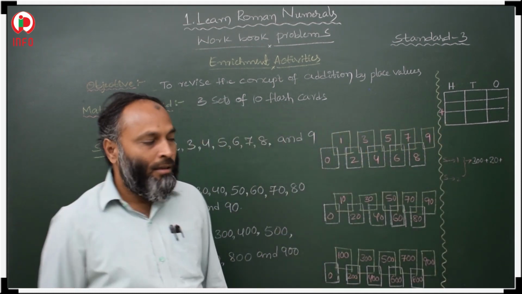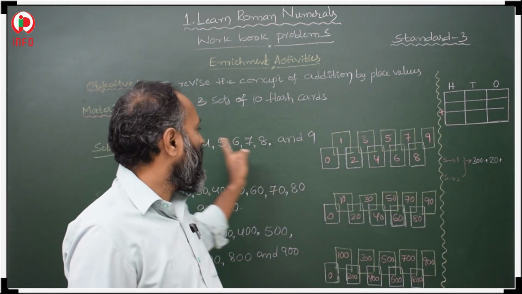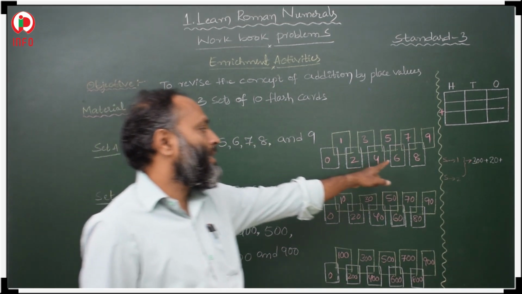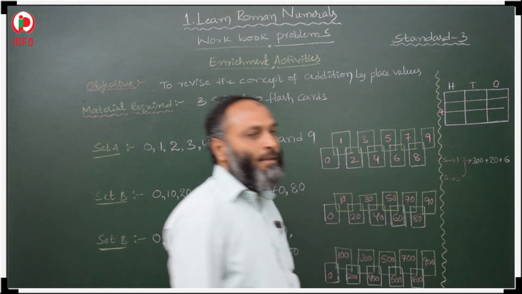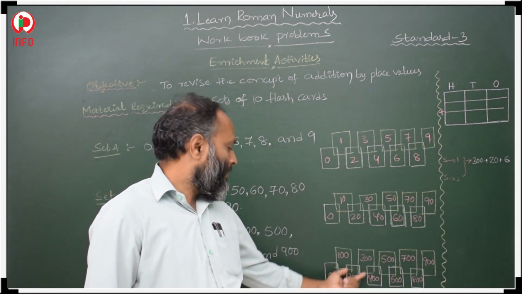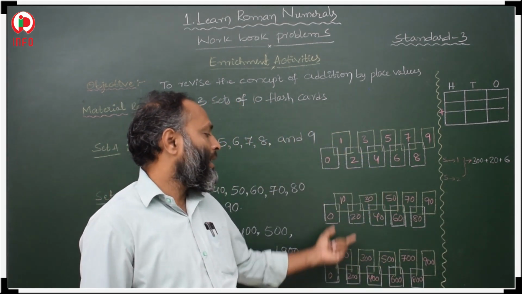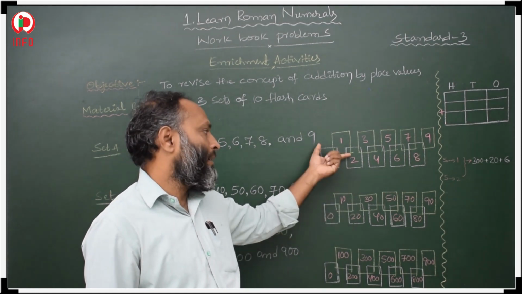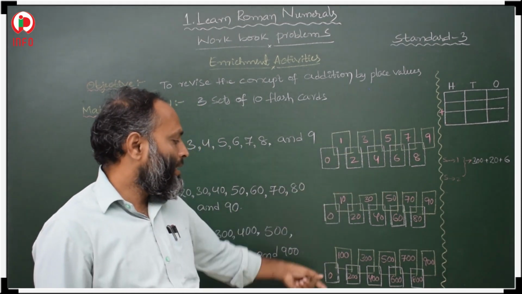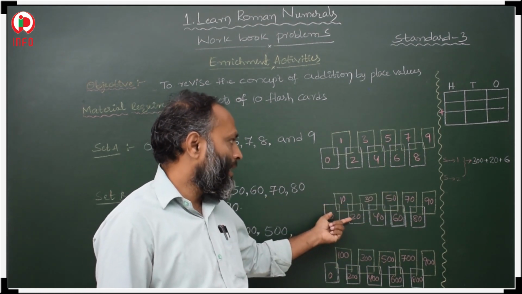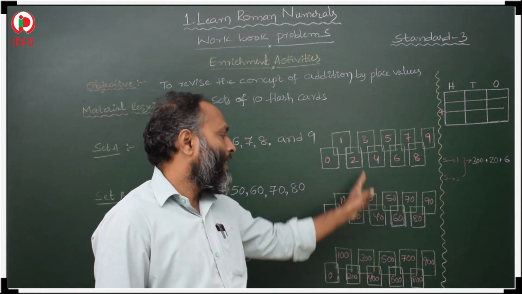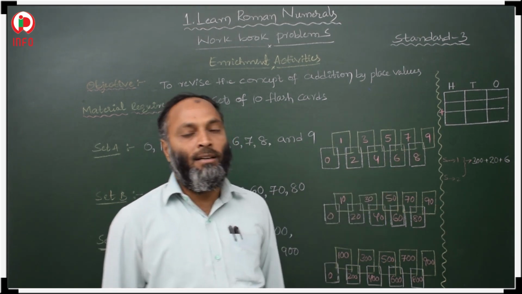Again, he selects a card from set 1. Suppose he selected 6. So write the number 6 here. He selected one card from each set: from the third set he selected the 300 card, from this set he selected the 20 card, and from this set he selected the 6 card.